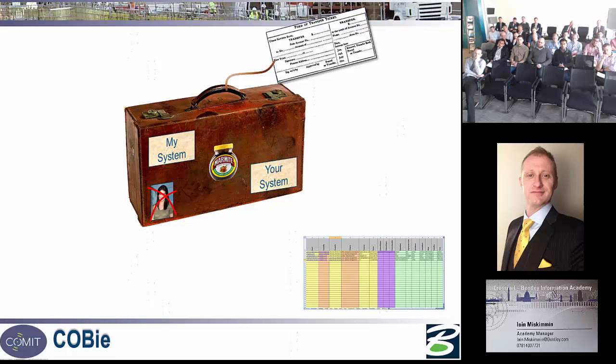When you look at COBie, all you need to think about is it's a suitcase. You put information into it, or your system puts information into it, and their system reads information out of it. Don't open the suitcase. Simple as that. You don't want to know what's in there. But your systems, your Ellipses, your Maximos, or whatever it might be, can open that up and read it.